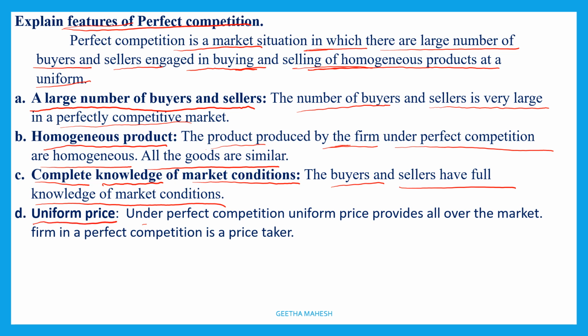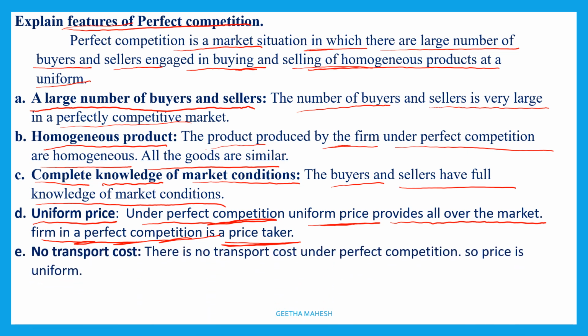Uniform price. Under perfect competition, a uniform price prevails all over the market. The firm in perfect competition is a price taker. It is a distinguished characteristic of perfect competition. No transport cost. There is no transport cost under perfect competition. So price is uniform.